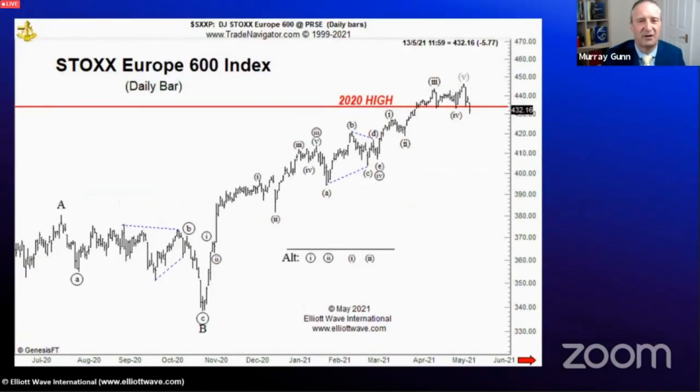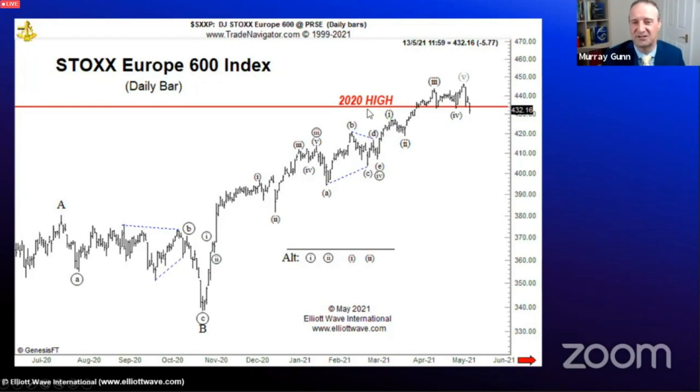What about the Stoxx Europe 600 index, including the Eurozone index as well? Well, this shows the kind of shorter term chart, a daily bar chart. And what we're really focused on at the moment is this pattern here, which we think could be a fifth wave top this week.